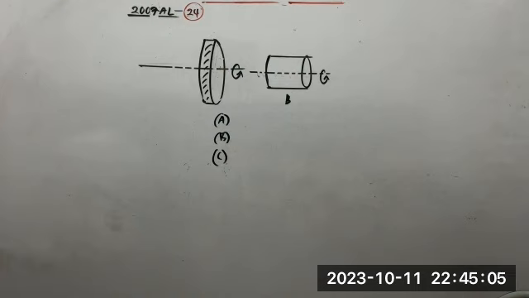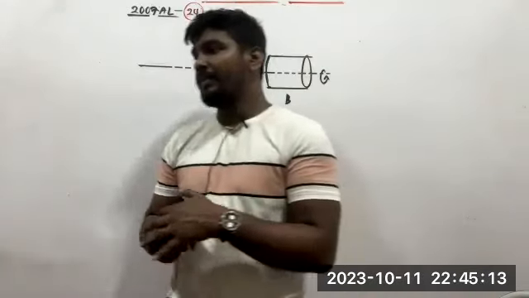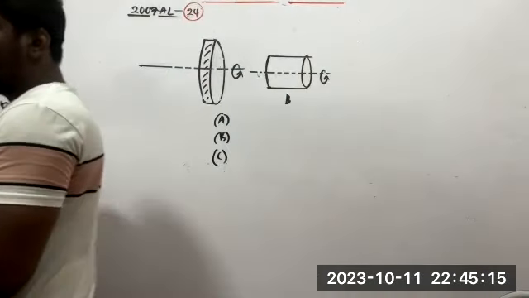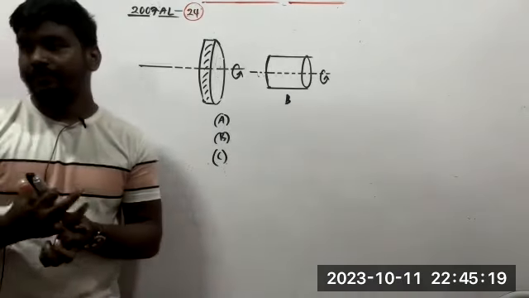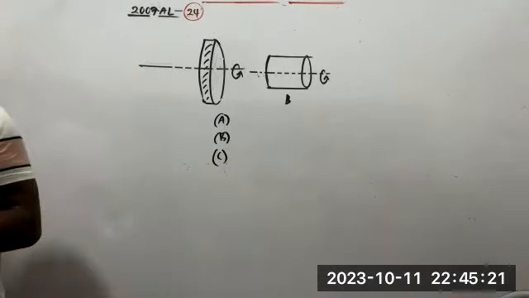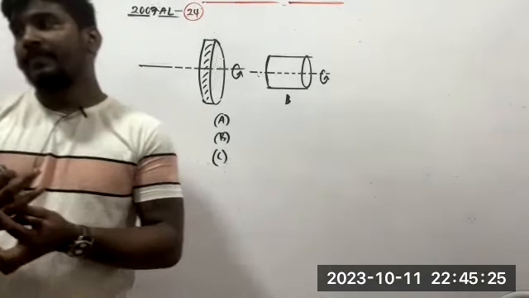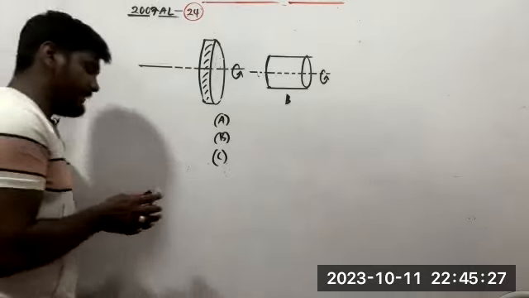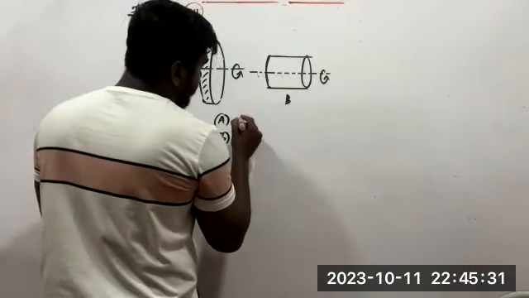I don't get any reply. How many of you say A is correct? Statement A is wrong. Why is statement A wrong?